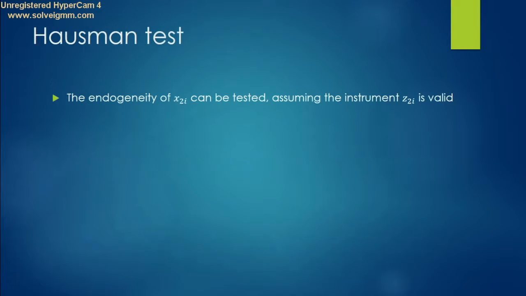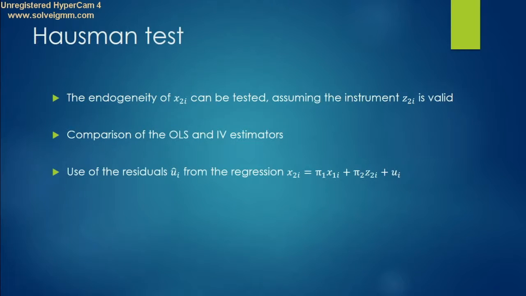Next, the Hausman test allows us to test the endogeneity of X2, but only if we make the assumption that our instrument is valid. Its goal is actually to compare the OLS and the IV estimators using the estimation of the residuals from the first stage regression. The test consists of adding them in the basic regression and testing their significance. They must be significant for X2 to actually be endogenous, otherwise it is considered exogenous.